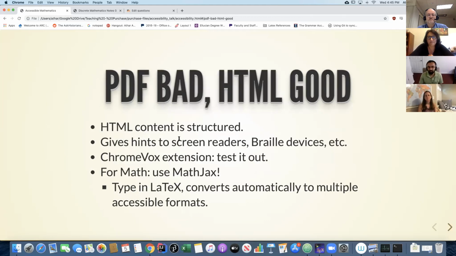On Chrome, there's an extension called ChromeVox that you can use to test out a screen reader if you want. It's quite verbose, and you can play around with it. I probably won't get a chance to show it during this, but it's not hard to find. You just search for it on Google or something.